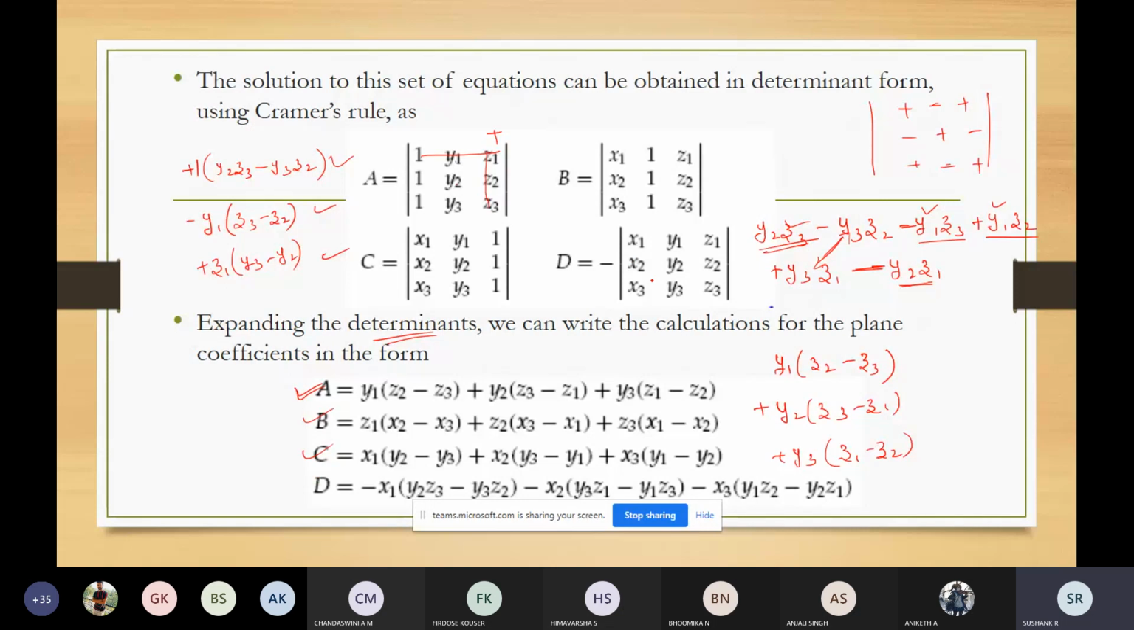I'll just expand the D part, because B and C you can expand yourselves. For the D part, I'll expand it and show the result.